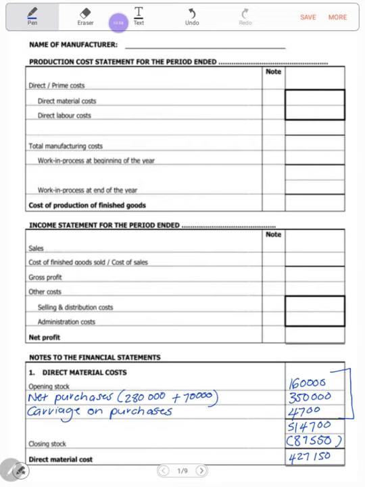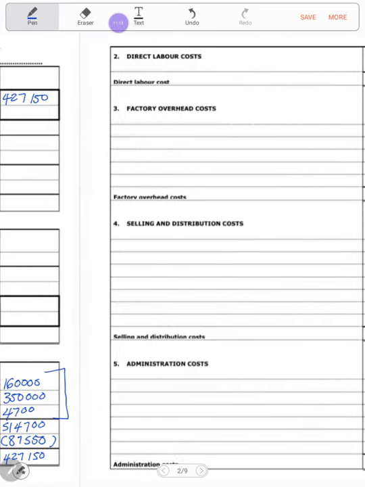All right, so that will be note 1 that you can immediately put at your production cost. Direct material cost was worth 427,150. All right, let's go to the next note, which is your direct labor costs.